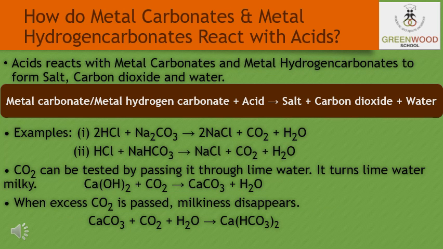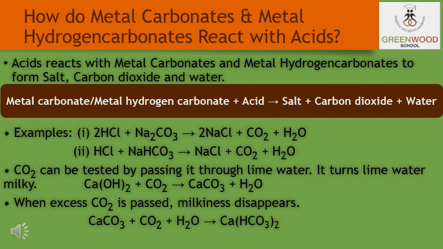Students, let us discuss the reaction of the metal carbonates or the metal hydrogen carbonates with the acids. Acids react with the metal carbonates and the bicarbonates to give out the carbon dioxide with effervescence and form the corresponding salt and the water. For example, as you can see, the reaction between the sodium carbonate and the hydrochloric acid gives us the corresponding salt, that is the sodium chloride, plus carbon dioxide and the water.